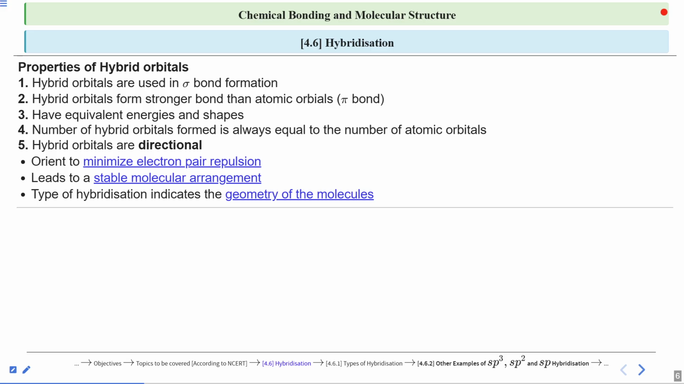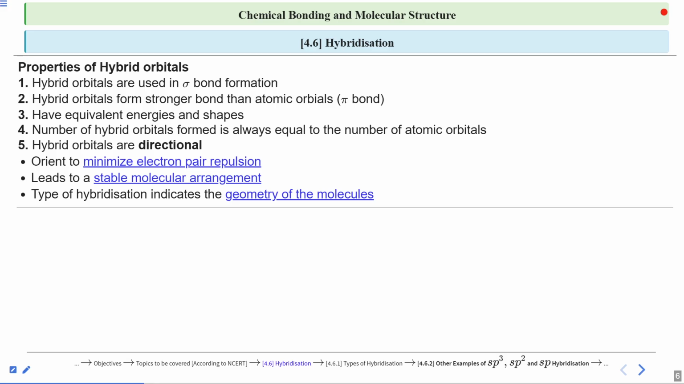So three things are there. First of all, your hybrid orbitals are directional. Second, the reason for this directionality is the repulsion. So to avoid repulsion, they orient themselves in a proper order, and this leads to a stable molecular arrangement which we call the geometry of the molecule. I hope all of these points are clear to you, and I would suggest you learn all of these points by heart. This will be the basis of your further discussion.